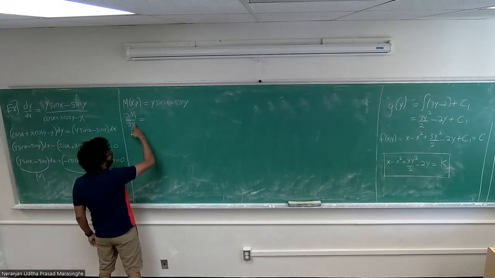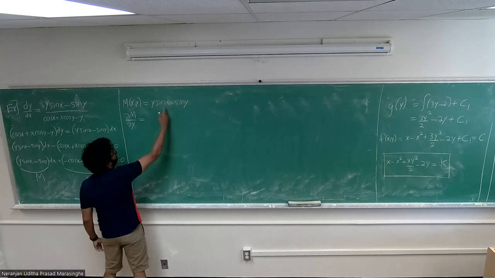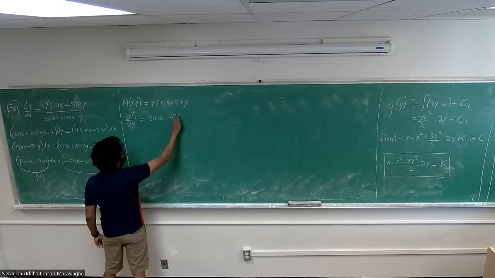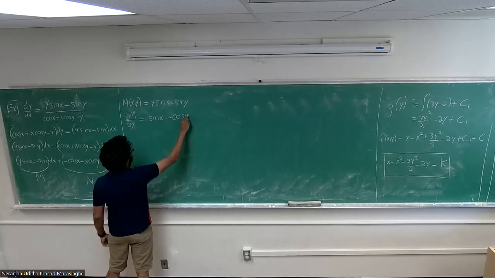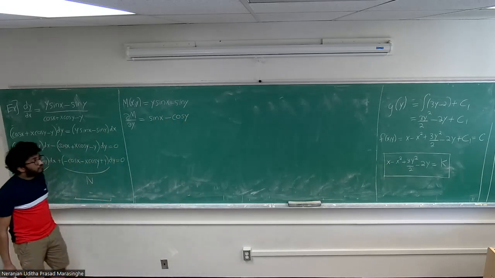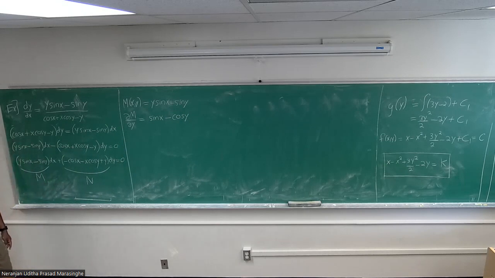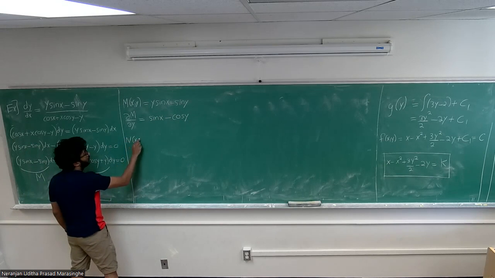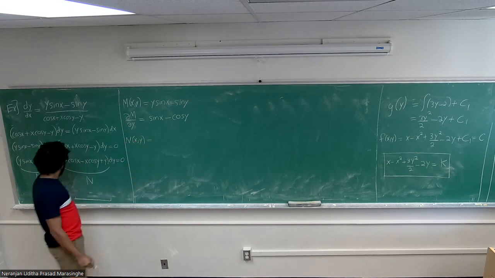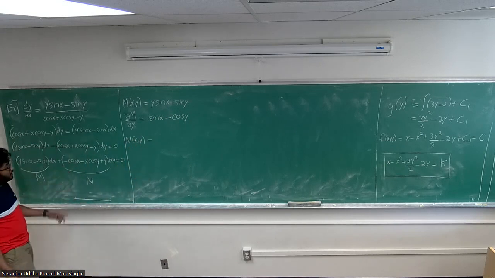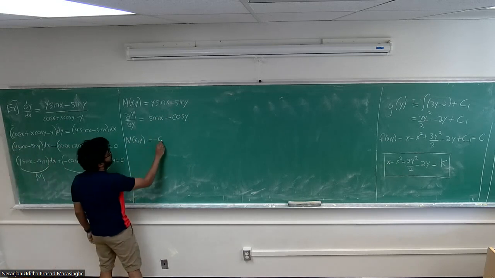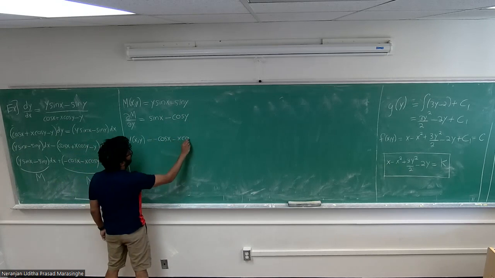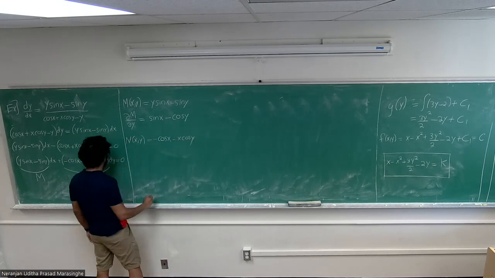You are taking the derivative with respect to y, so y is a constant. So you get sine x minus cosine y. Okay, so that's M_y. Now N is going to be negative cosine x, negative x times cosine y, plus y.